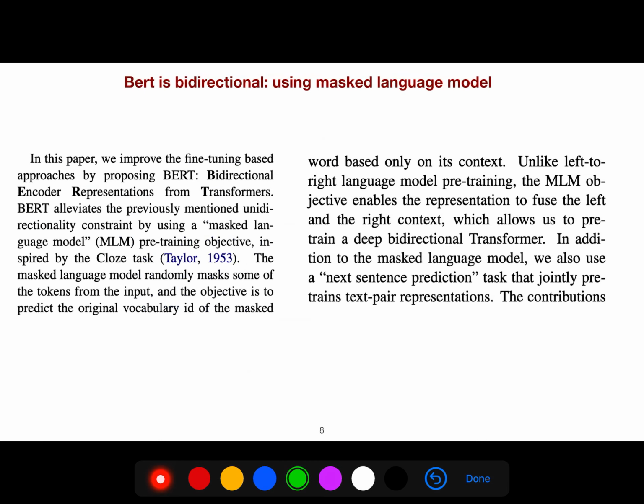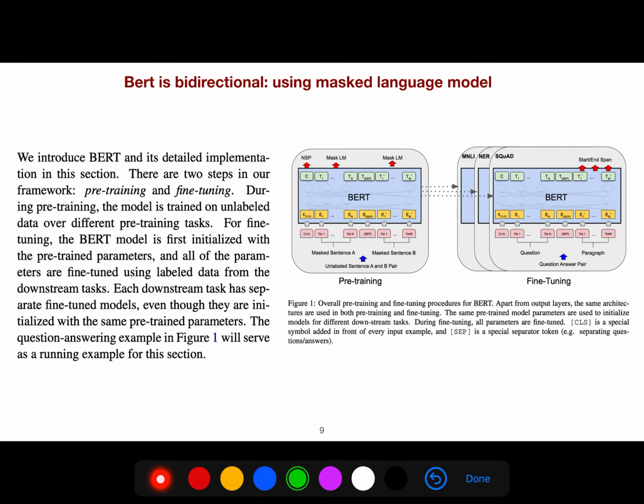So BERT is bidirectional, and for that we use the masked language model, MLM. BERT stands for Bidirectional Encoder Representations from Transformers. If you've seen the architecture from 2017, BERT is just the encoder, 12 layers of encoding. And this is BERT. BERT is bidirectional, and we use the masked language model. I will explain it in another slide.